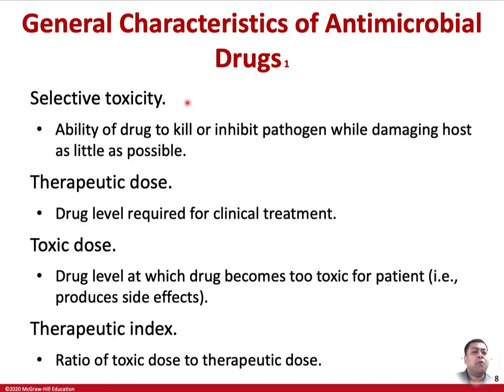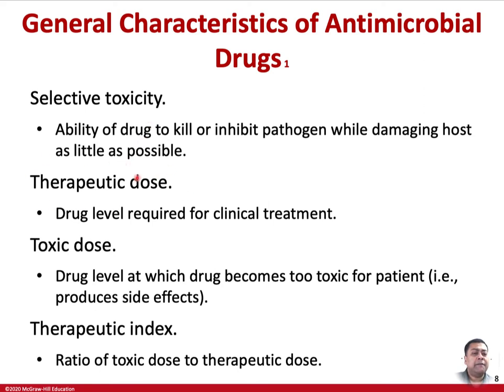The most important thing we have to understand is that when we develop a drug, the ability of the drug to kill or inhibit a pathogen while damaging the host as little as possible is known as selective toxicity. So this is one of the most challenging aspects: you have to kill the pathogen without harming the host. And we'll come back to how we achieve this.